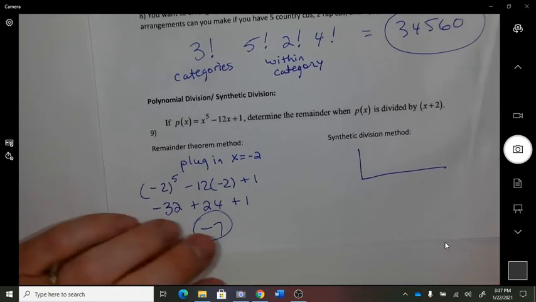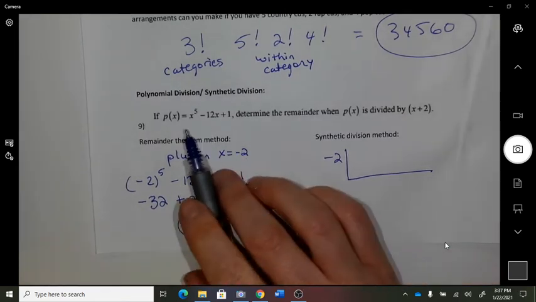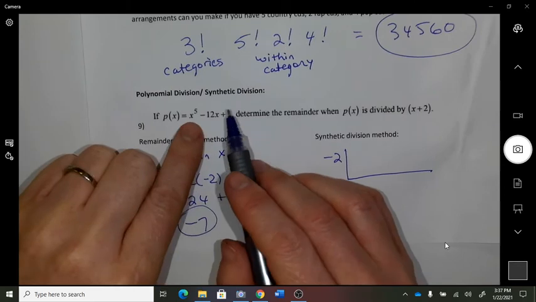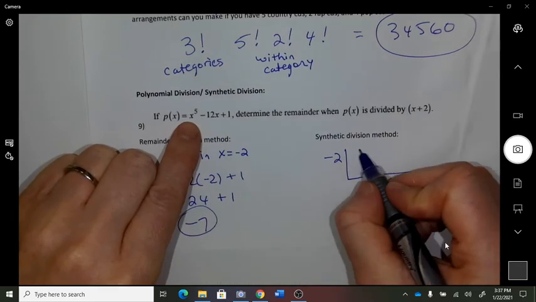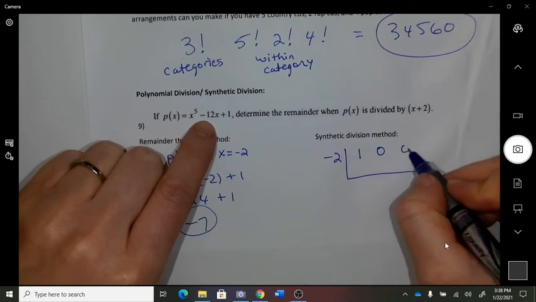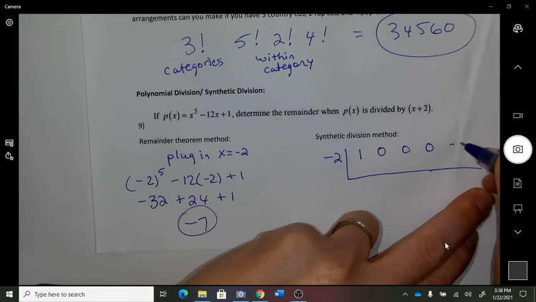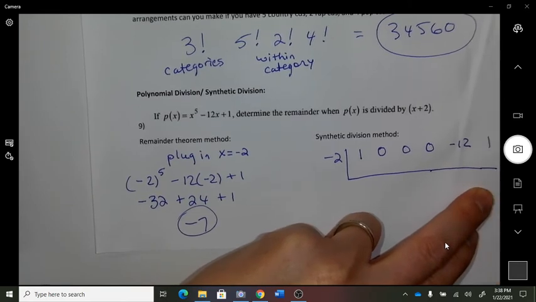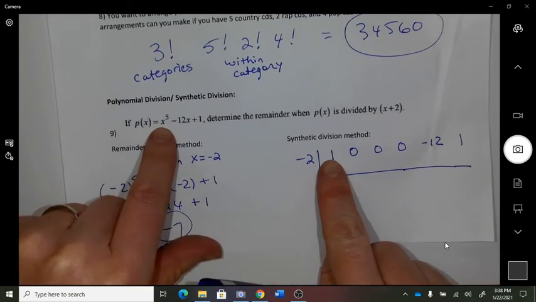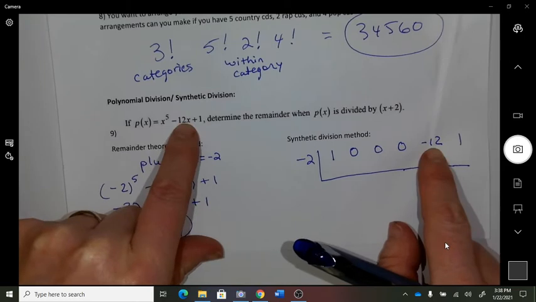Okay, if I do synthetic division, I've put the -2 on the outside. And then you have to write the coefficients in decreasing degrees. So there's some gaps here. So 1 is the 5th degree. There's no 4th. There's no 3rd. There's no squared. And a -12 and a 1. Okay? 5th degree, there's nothing for 4th, 3rd, squared. That's the x, and that's the 1.